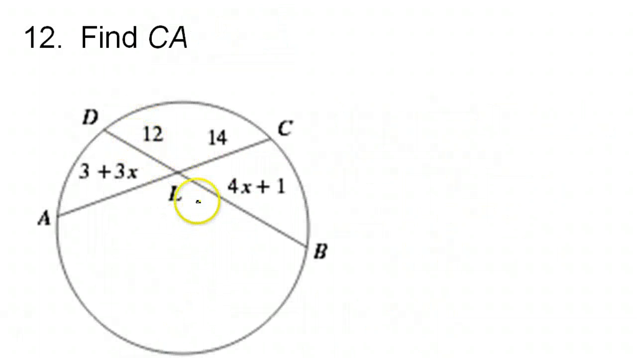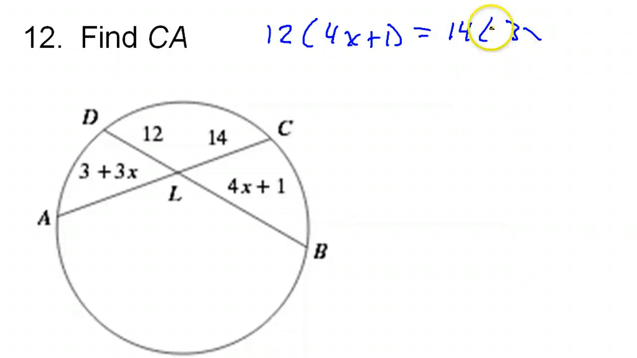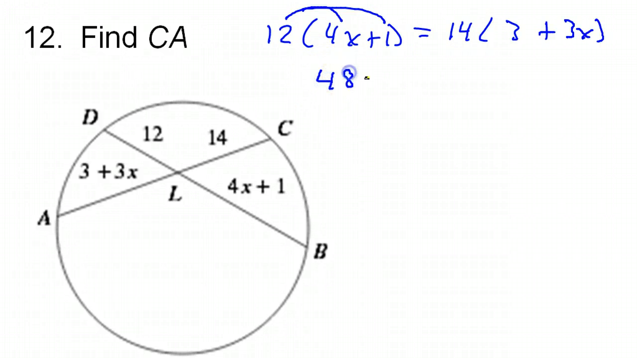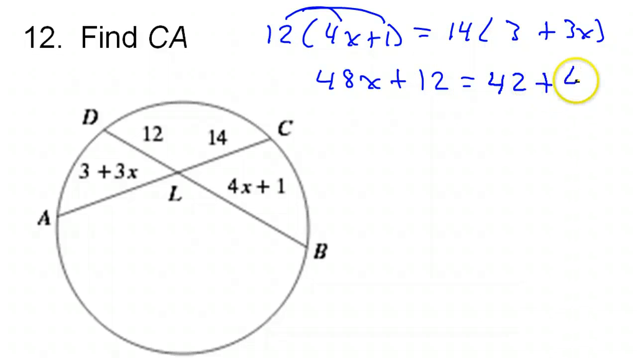All right, we're inside the circle again, so part times part equals part times part. So I'm talking about 12 times (4x plus 1) is equal to 14 times (3 plus 3x). All right, a little distributive property is going to give me 48x plus 12 is equal to 42 plus 42x. All right, again, distributive property.